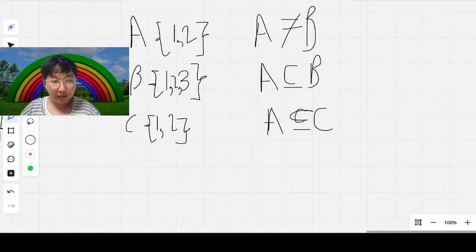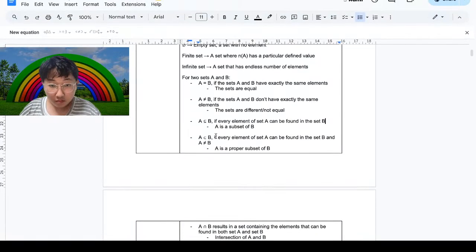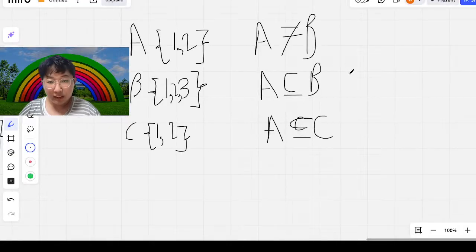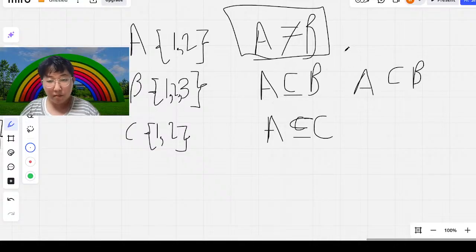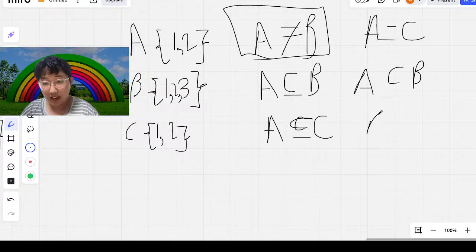Alright, A is a subset of C. So what is a proper subset? A proper subset is the same as a subset, except that A cannot be equal to B. So we would still say that A is a proper subset of B because A is not equal to B. But since A is equal to C, we cannot say that A is a proper subset of C.